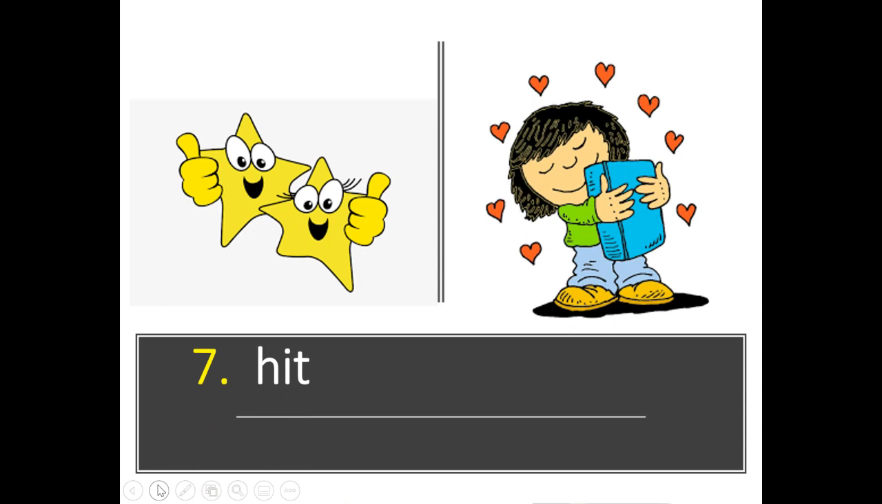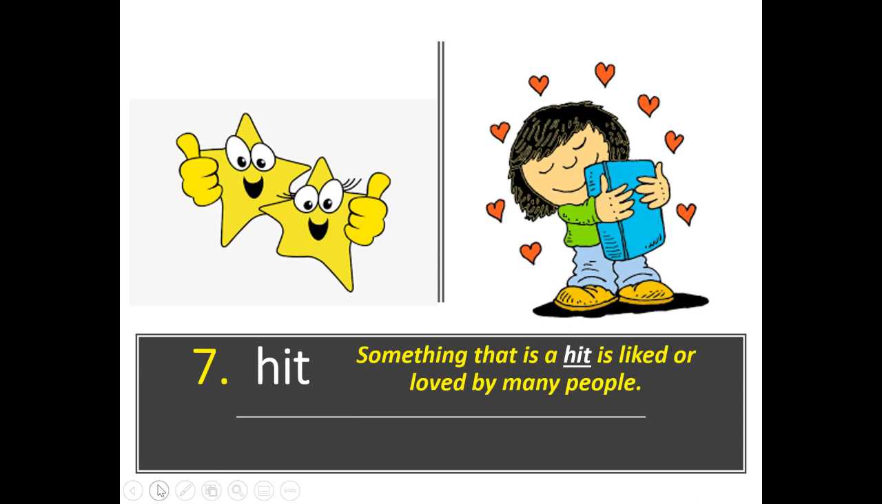Well, they both show hit, hit. So a hit means something that is liked or loved by many people. So if you say that was a real hit, that means someone liked it or loved it. It's a hit, H-I-T. It's not I can hit the ball with my baseball bat. It's a different type of hit. It's something that is loved or liked by many people.